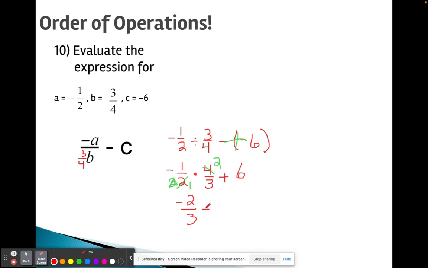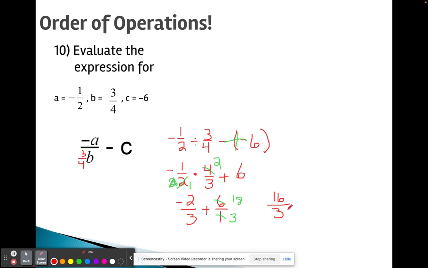Now I'm adding 6. Writing the 6 up here because I know I need to make that into a fraction. What's my common denominator going to be? Well, I just go with 3. 1 times 3 is 3. 6 times 3 is 18. Now I'm comparing 18 and a -2. My 18 has a larger absolute value, so 18 minus 2 is 16. And 3 on bottom. And you can keep that improper.